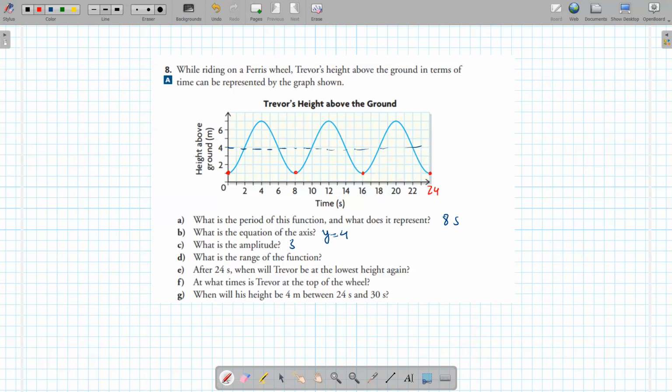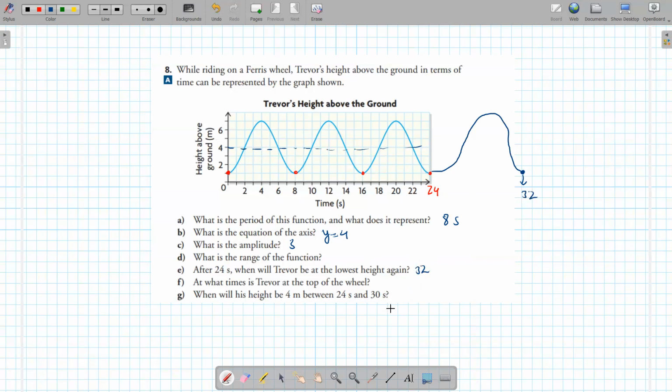This point right here is 24. You see the pattern here? 8 seconds, 8 seconds, right? So what's the next one after 24? 8 more seconds, so it's going to be 32 seconds. After 24 seconds, at 32, is going to be the answer to E, 32 seconds.